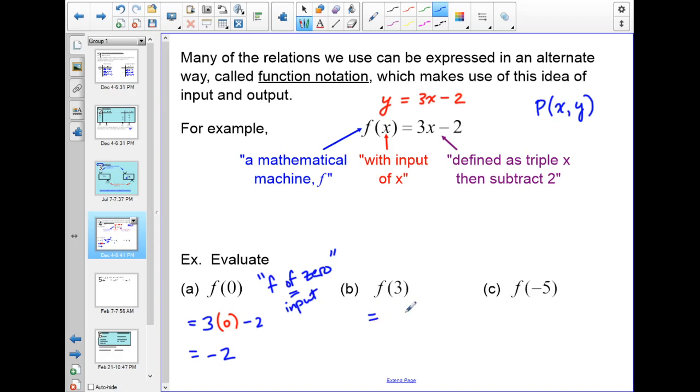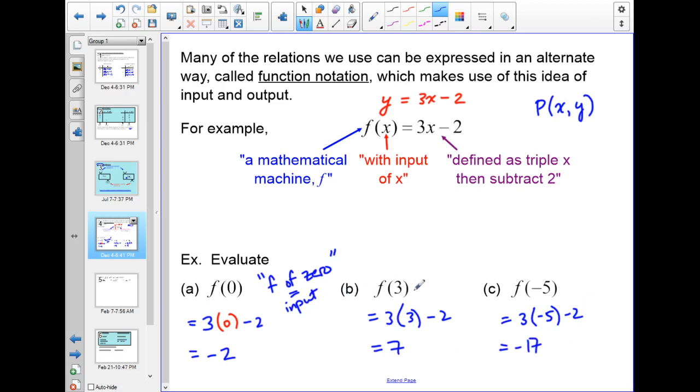f of 3, on the other hand, is going to be 3 times 3 minus 2. Wherever there used to be an x, I'm going to pick out that x and I'm going to replace it with whatever my new input is. So f of 3 is 3 times 3 minus 2, which is 9 minus 2, which is 7. And f of negative 5 is 3 times negative 5 minus 2. That's going to be negative 15 minus 2, which is negative 17.